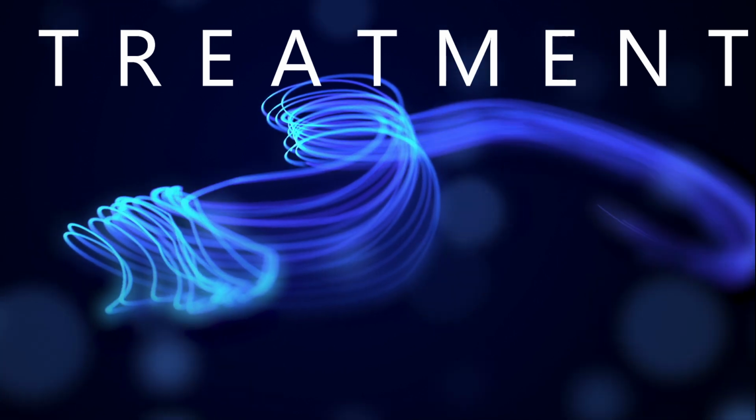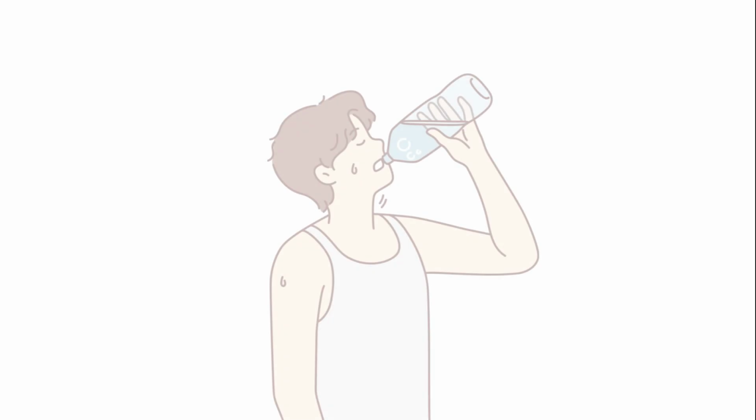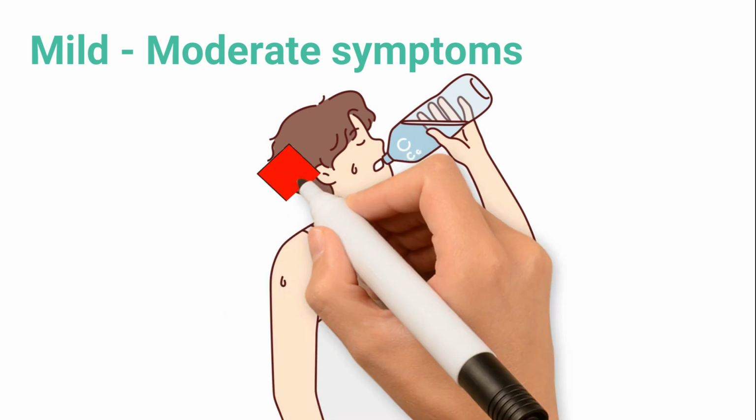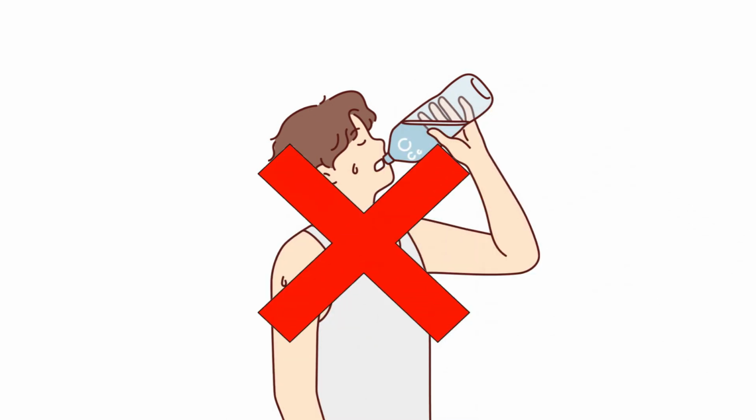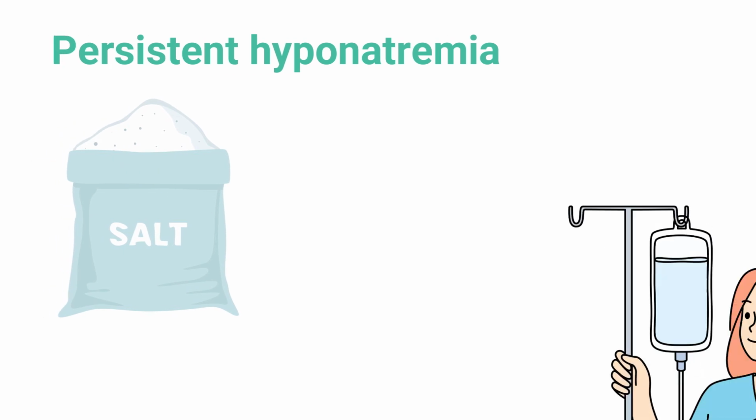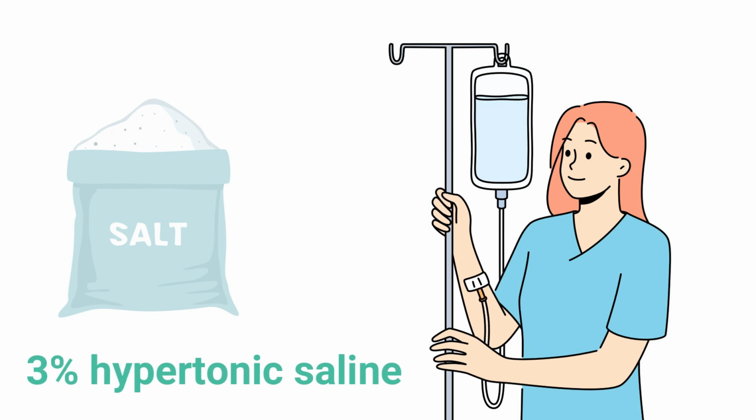Treatment of SIADH involves the correction and the maintenance of sodium levels and the correction of underlying abnormalities. So in patients with mild to moderate symptoms, the mainstay treatment is to restrict oral water intake. If hyponatremia is persistent, sodium chloride in the form of oral salt tablets or intravenous saline can be given. When we are correcting the sodium levels, the fluid that we are using must have an osmolality that is more than the urine osmolality. So 3% hypertonic saline is used for this purpose in patients with severe symptomatic or resistant hyponatremia.